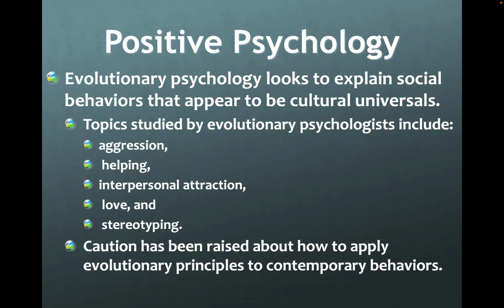Evolutionary psychology looks to explain social behaviors that appear to be cultural universals. Topics studied by evolutionary psychologists include aggression, helping, interpersonal attraction, love, and stereotyping. Caution has been raised about how to apply evolutionary principles to contemporary behaviors.